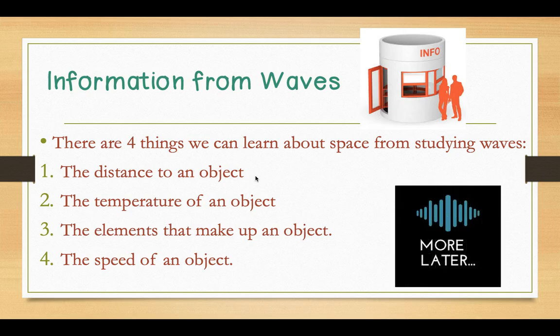So we're going to talk more about that later. In fact, this is pretty much most of our unit: trying to figure out these things. So again, giving you the pieces and the scientific evidence to explain how we know how far away objects in space are, what the temperature of objects in space is, what elements or composition things up in space have, and also the speed of things in space. So that's going to be what we talk about more later.